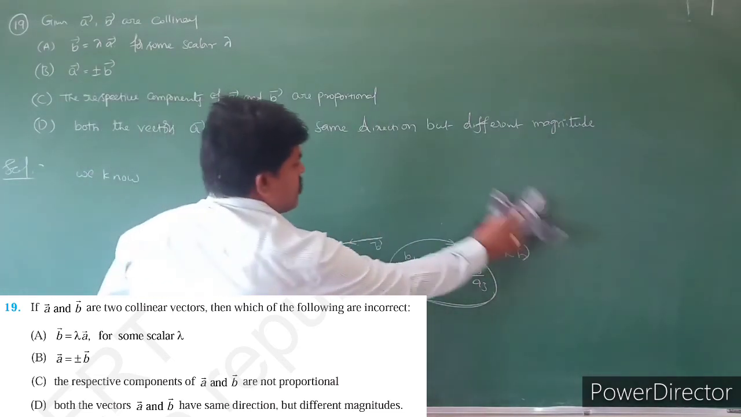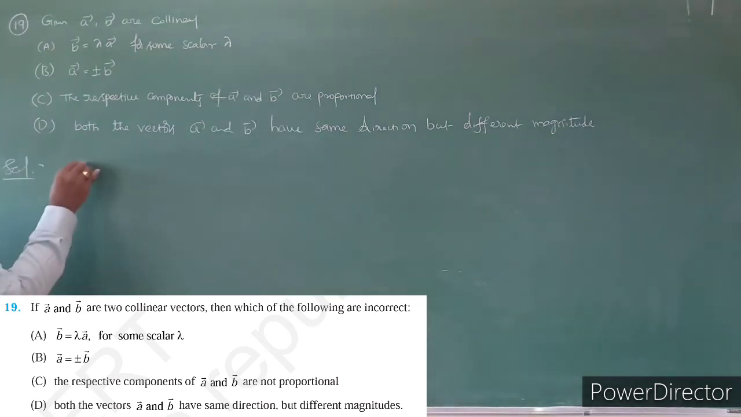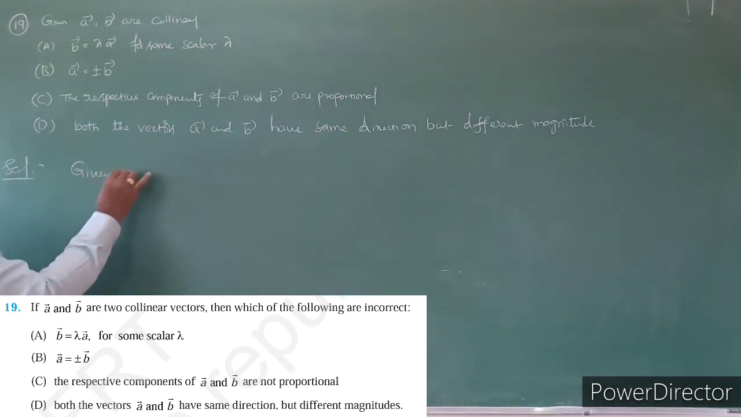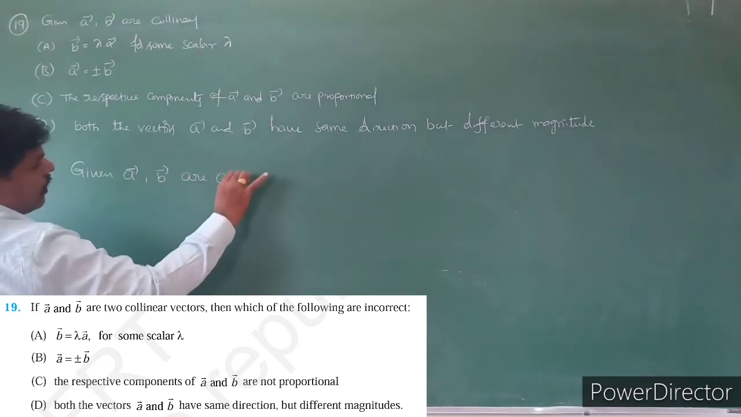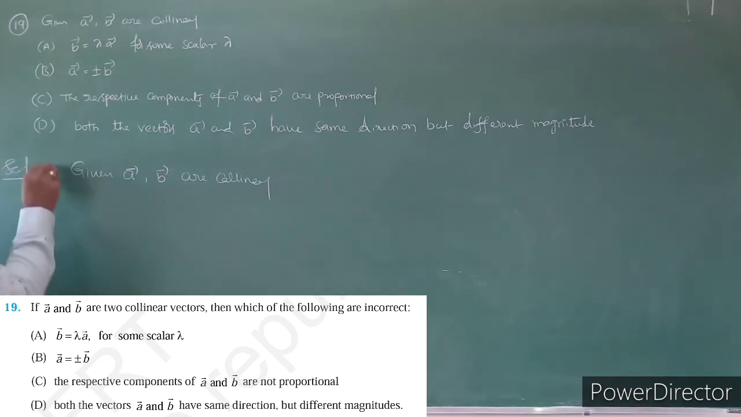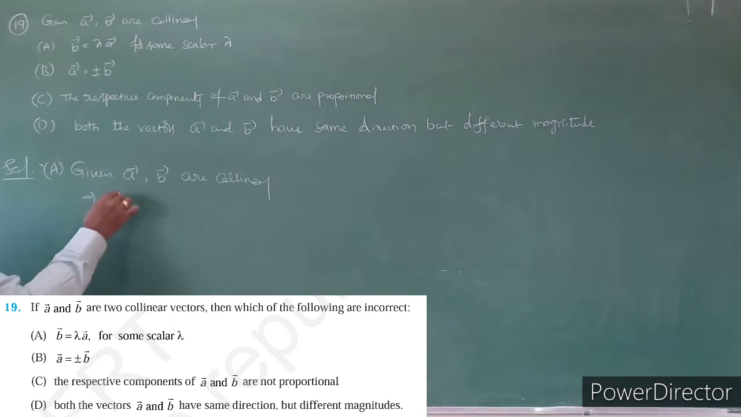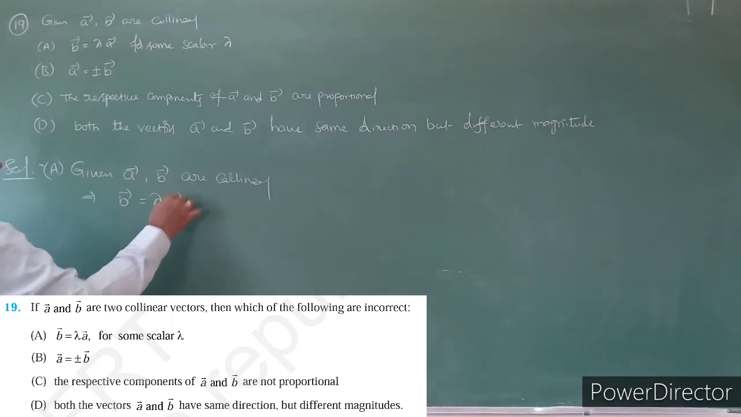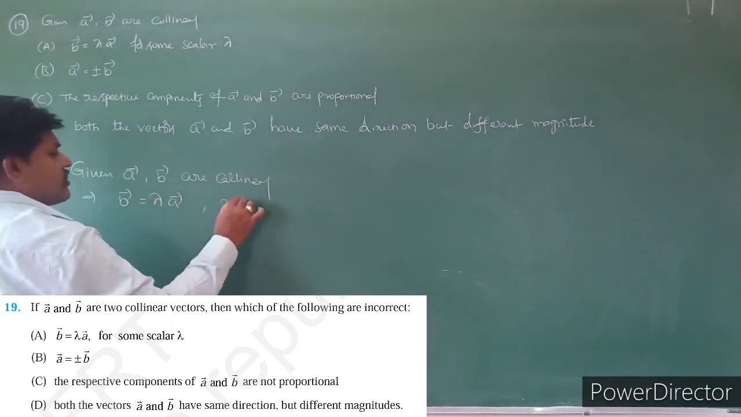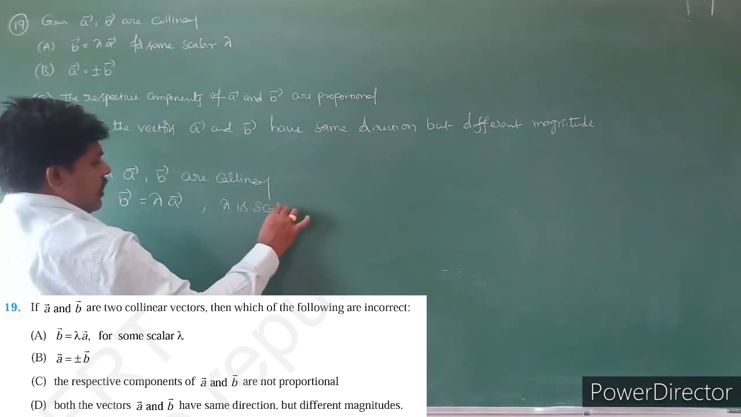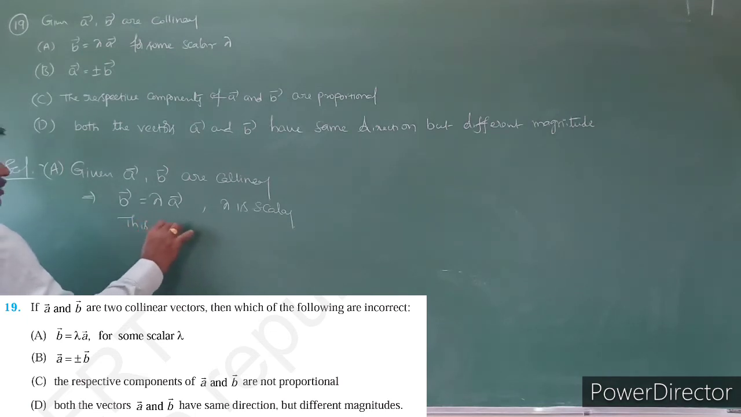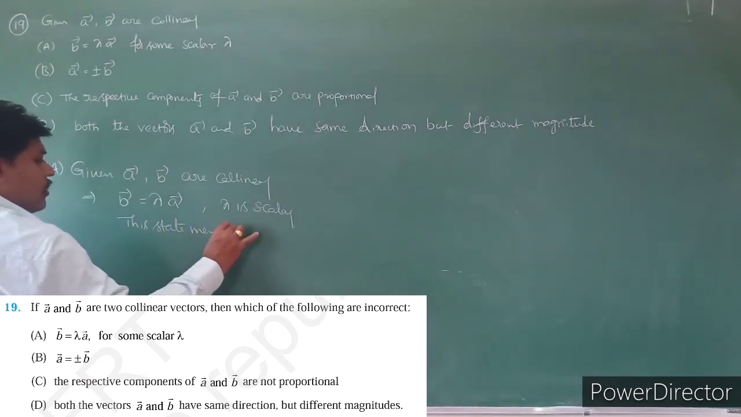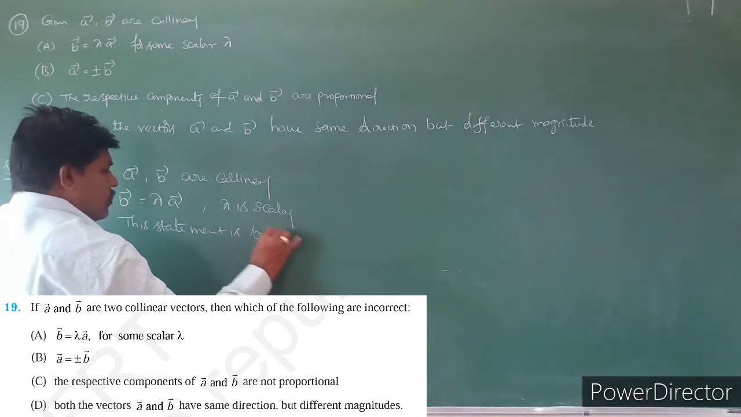First, see the first option. What is the first option? Given A bar, B bar are collinear. By the definition, we already know that this implies B bar is equal to lambda into A bar, where lambda is a scalar. This statement is true. Yes or no?